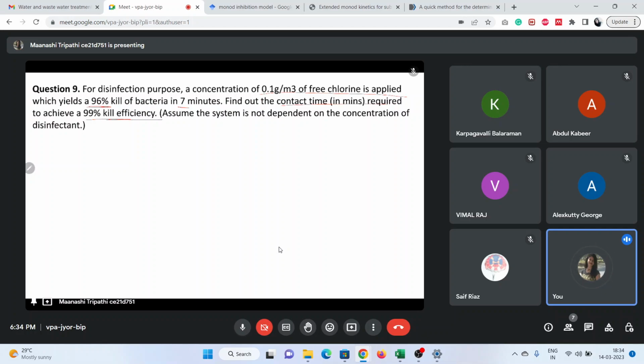So first of all, we need to calculate one thing in the first part. That thing we will use for the second part to find out the contact time. Okay, so try to solve this question. It's based on Chick-Watson law. I'll give you 2 minutes for that.